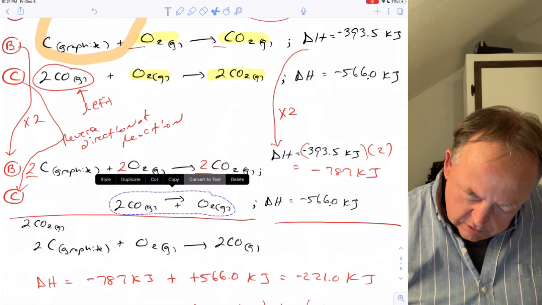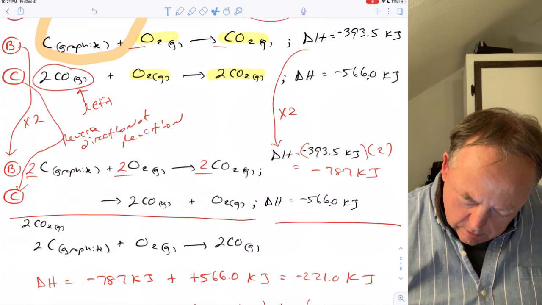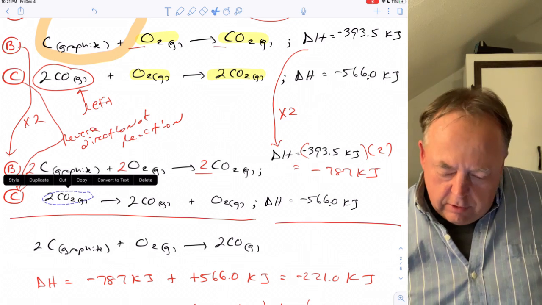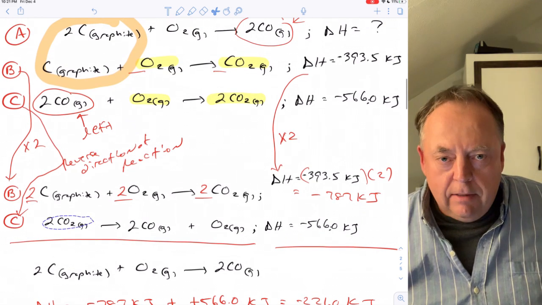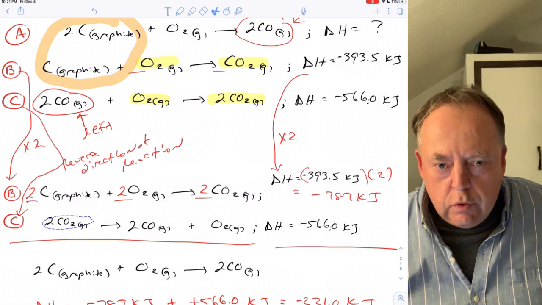Let's get rid of this. Whoa, whoa, whoa. Let's move this over here, and put this right there. So now we've changed the direction. Now C is running backwards: 2CO2 is making 2CO plus O2.